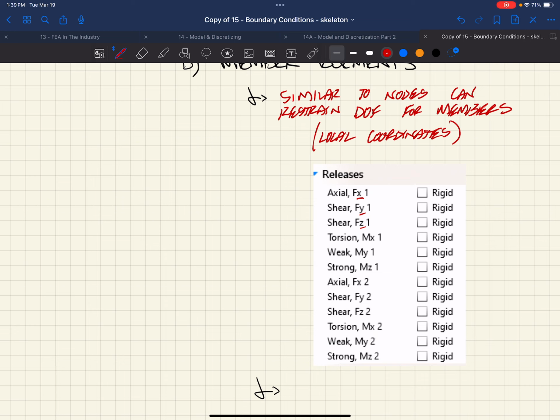And so it is important that you know what you're releasing. And so here again, you can have, say, a member, we talked about in steel design, but like a shear tab, right? We talked about that in steel design, right?